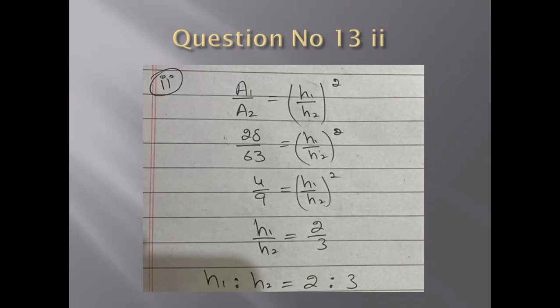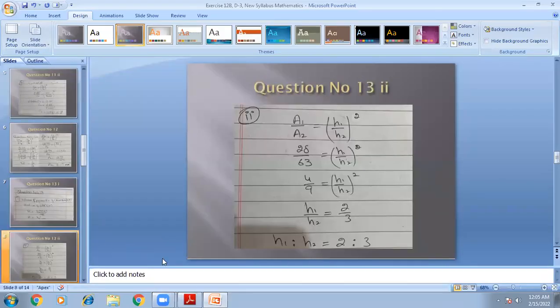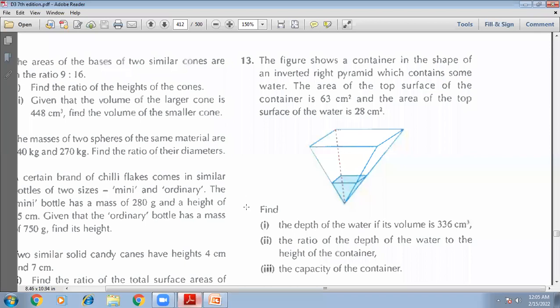So I will take the square root on both sides. Take the square root here, take the square root here. So height 1 by height 2 will be equal to 2 by 3. So height 1 ratio height 2 will be 2 ratio 3. So this is how you do question number 13 and its second part.